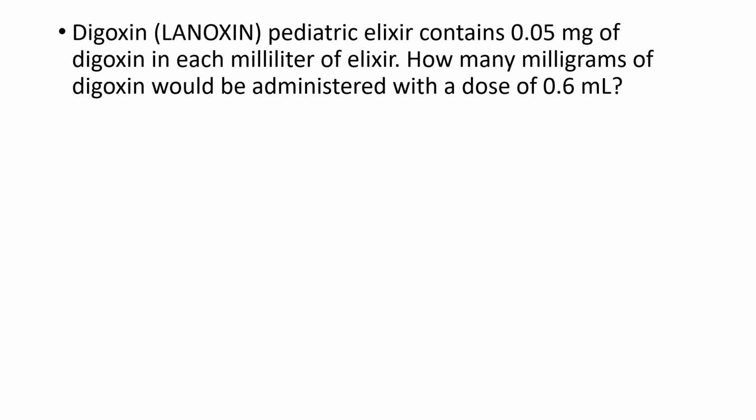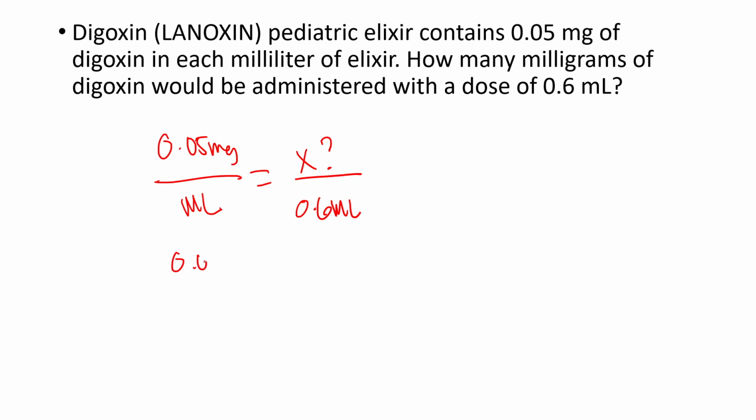So next, Digoxin lanoxin pediatric elixir contains 0.05 milligrams of digoxin in each milliliter of elixir. How many milligrams of digoxin would be administered with a dose of 0.6 ml? So the initial concentration is 0.05 milligrams per ml of elixir. So if you're going to give 0.6 ml of elixir, how much will it contain? So rearranging the formula again, you have 0.6 ml over 1 ml multiplied with 0.05. So compute the answer. We have 0.03 milligrams. So this is actual milligrams, sorry. So this is the answer to this question.